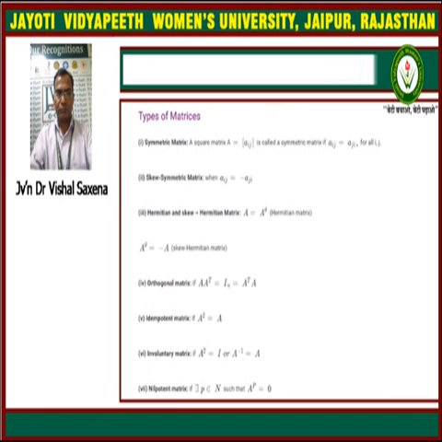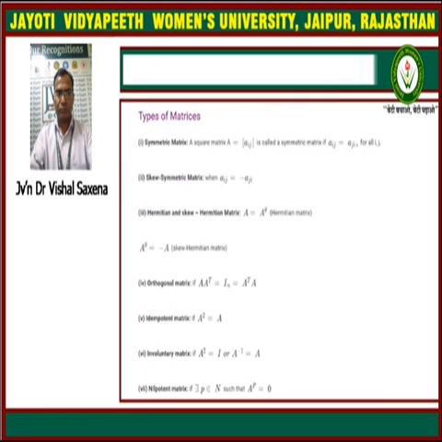The next matrix is the idempotent matrix. In an idempotent matrix, A square is equal to A. Means the matrix A is called an idempotent matrix when the condition A square equal to A is satisfied. Next is involutory matrix. In an involutory matrix, A square is equal to I. It means A inverse is equal to matrix A, then the matrix is called an involutory matrix.